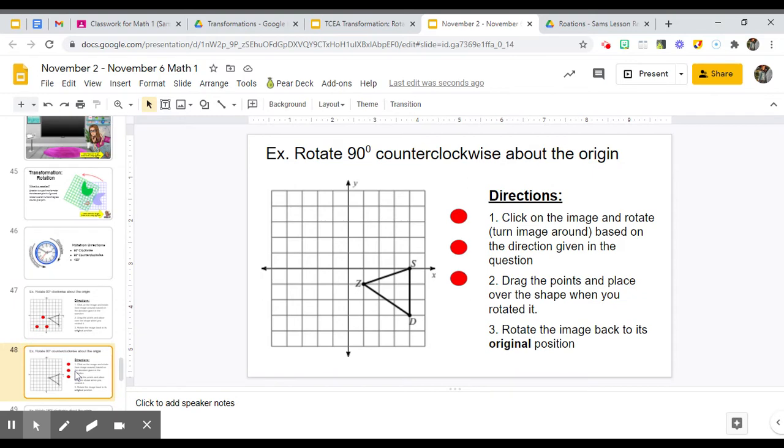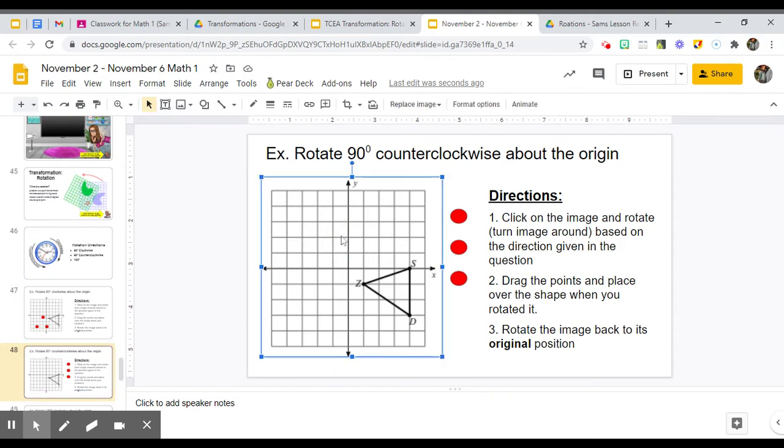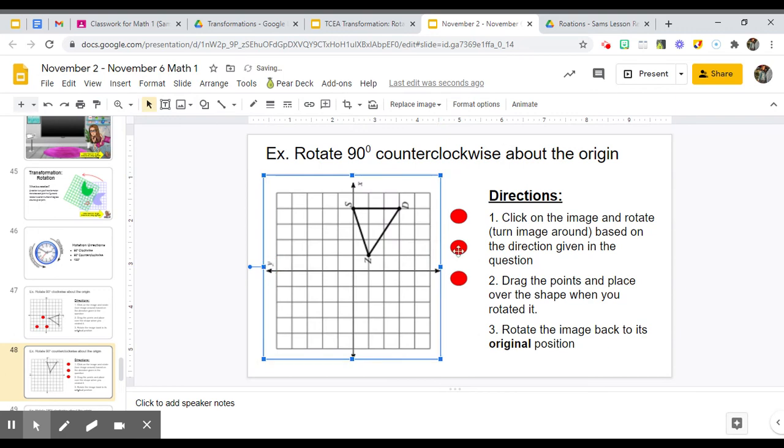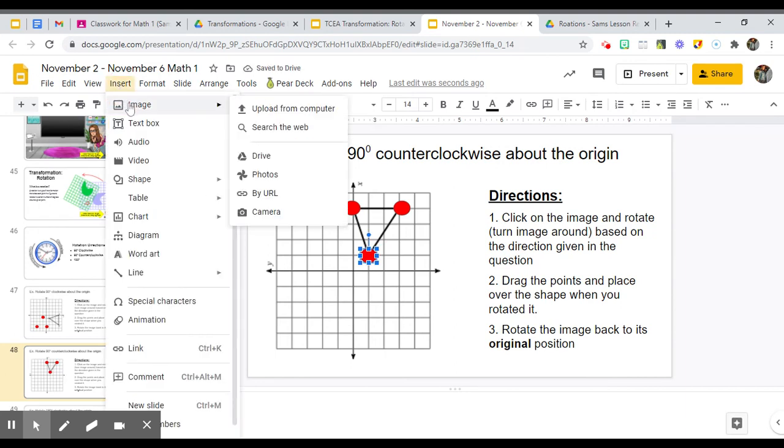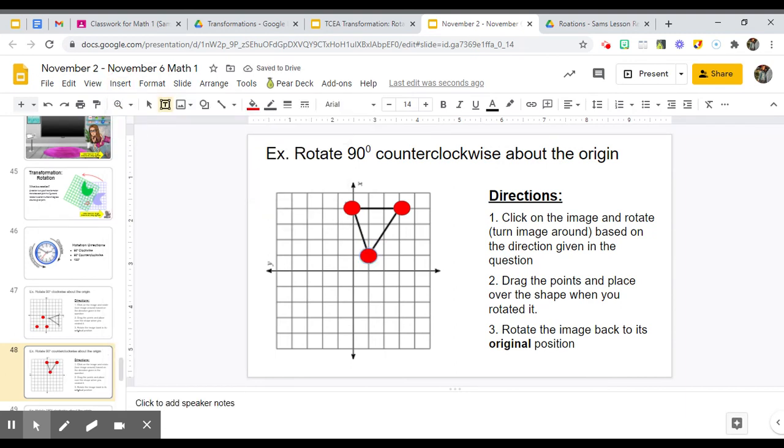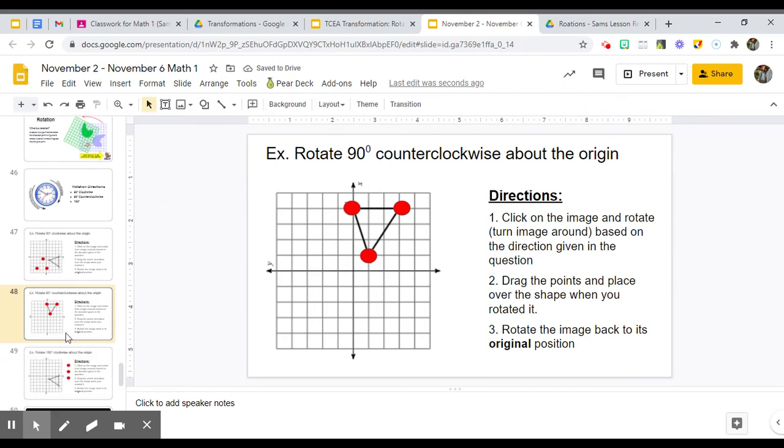Okay, let's take a look at the next one, rotating 90 degrees. So again, we're going to click on this, and it's counterclockwise. So it's going to go in the opposite direction. Okay, and then we're going to move our points around. And if you wanted to, you could even add the letters back, like point Z was hanging out down here. But again, not requiring you to do that. Okay, so that was a 90 degrees counterclockwise.